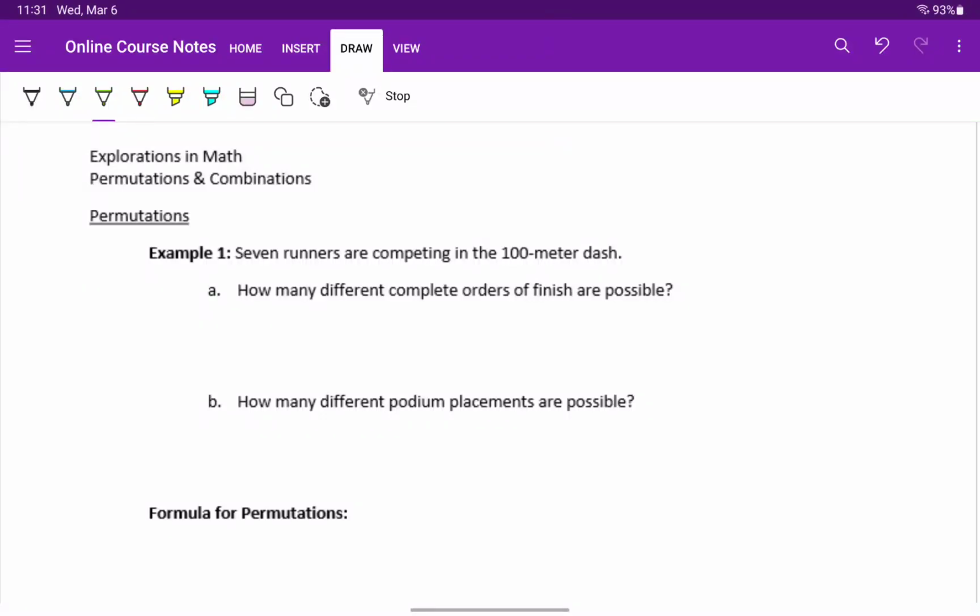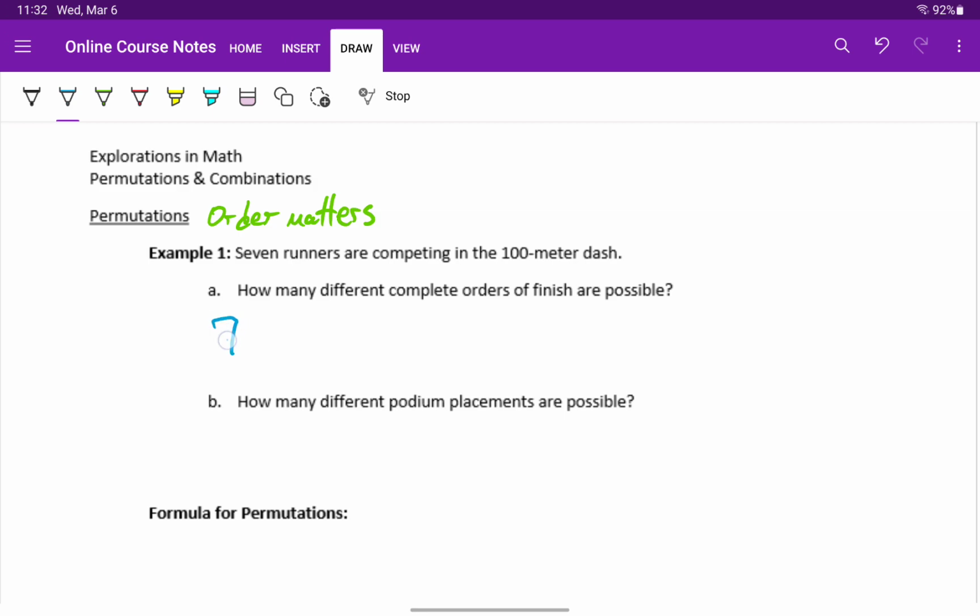It's important to keep in mind that permutations apply to cases where the order of our selections matters and where selection is happening without replacement. In example 1, we have 7 runners who are competing in a 100-meter dash. In this case, selection is happening without replacement. Once a person finishes the race, they're not going to also end up in a second position. And we know that the order matters because we're going to track who gets first place, second place, etc. How many different complete orders of finish are possible?